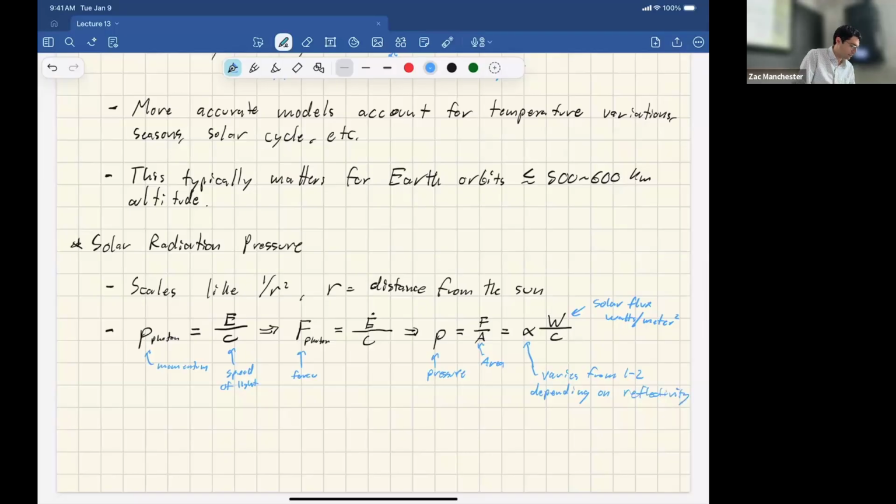Okay. Does anyone know what the solar flux is around the Earth and the sun? It's a good random factoid. You do this enough, you remember it. It's also how you calculate things like solar panel power. So at Earth orbit, at 1 AU from the sun, the solar flux is about 1,360 watts per meter squared.